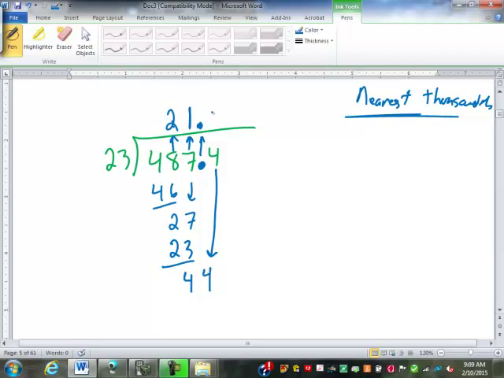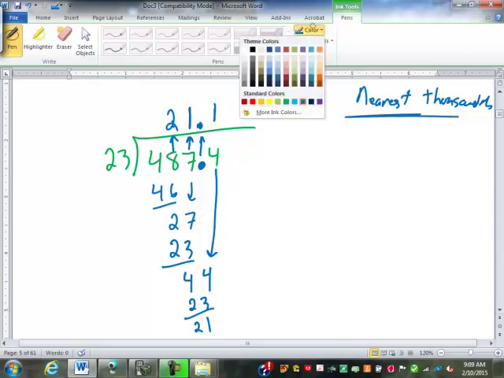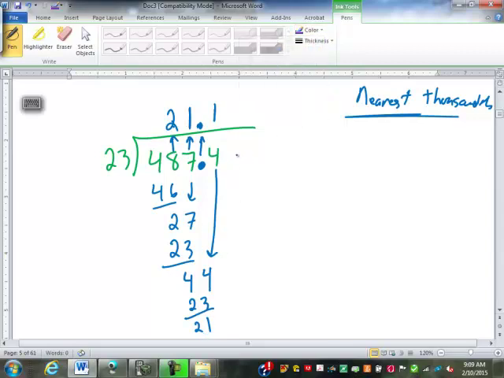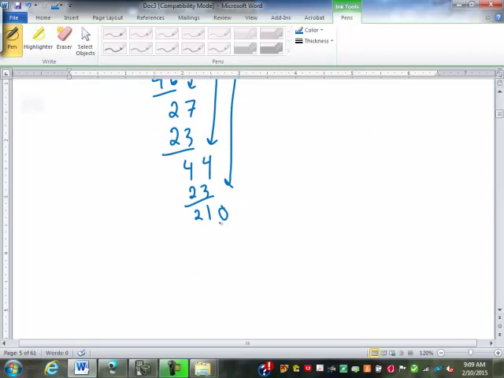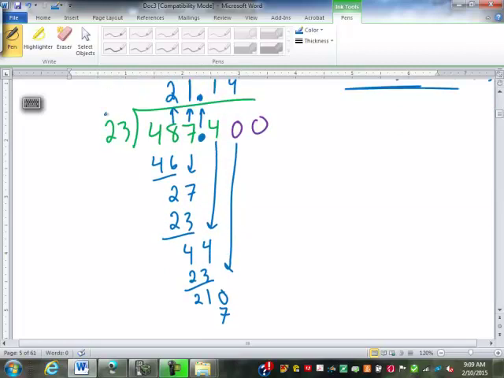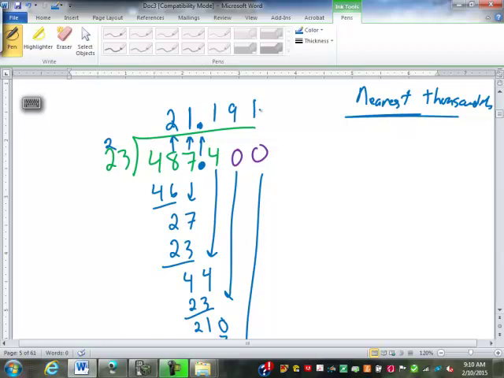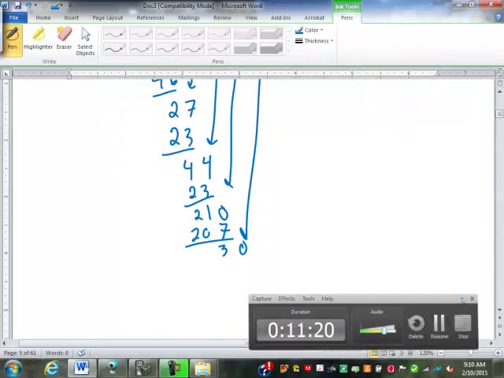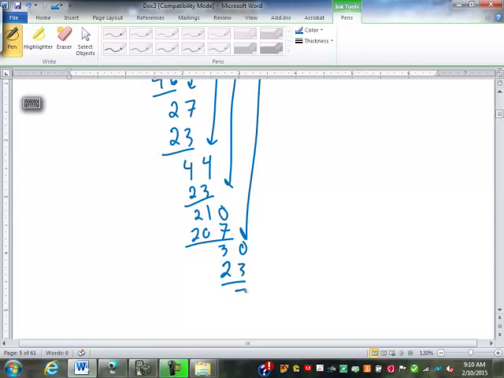Now we can bring down the 4. 23 into 44 is still only once. We're left with 21. Now what? Are we done? We're out of digits. We can actually add as many zeros as we want to, can't we? So we'll keep going, bring down a 0. 23 into 210. Let's try 9. That'd be 7, carry the 2, 18, 20. So we're left with 3. We can bring down the next 0. 23 into 30 is once. There's 23 to 7 left over.